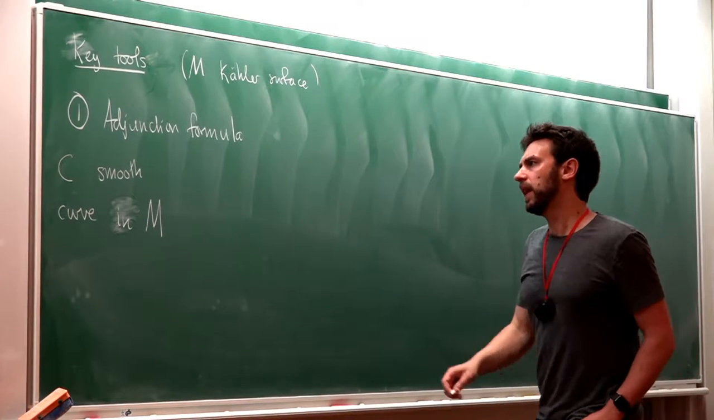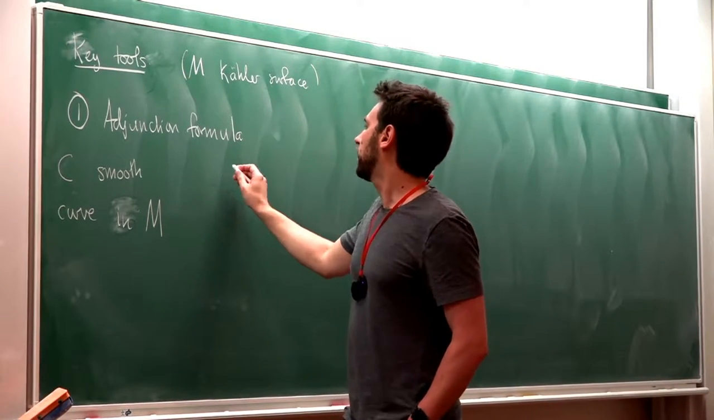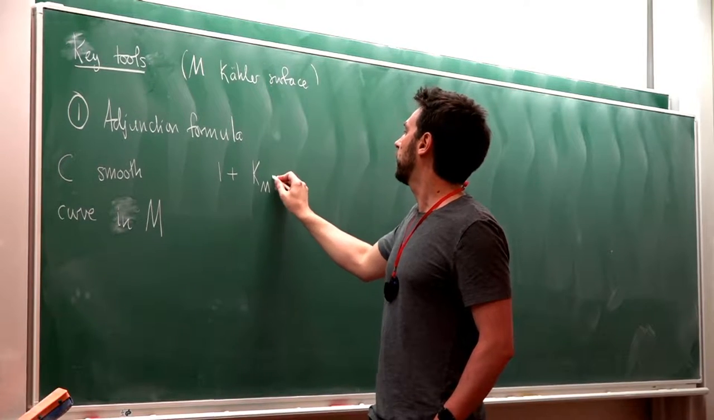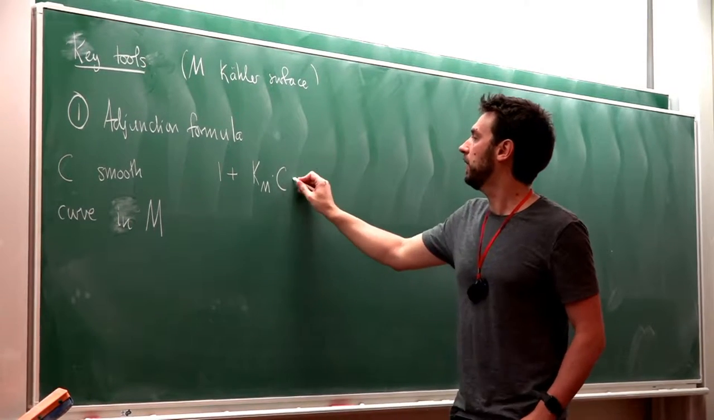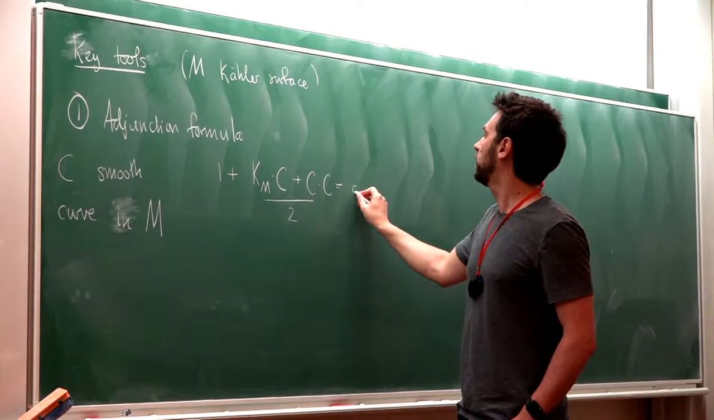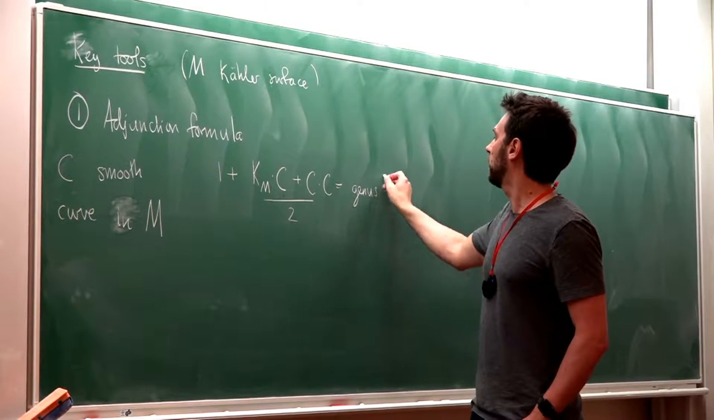If C is a smooth curve in M, then we have that 1 plus K_M, the canonical bundle, intersected with C, plus C dot C, divided by 2, is the genus of the curve C.